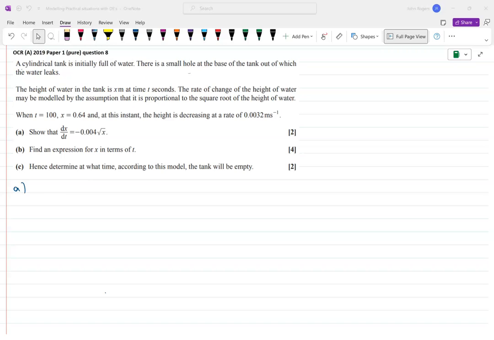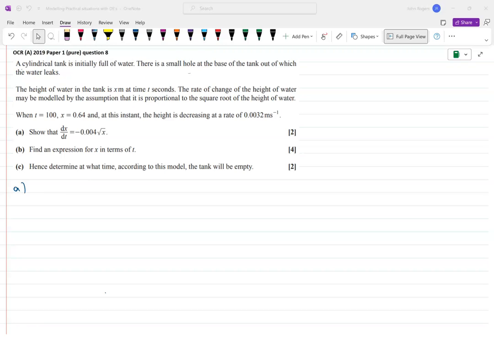Hello, in this video I'm going to be going over a modelling with differential equations problem from OCR A A-level, in our current spec 2019, towards the middle of the paper, so it's not the hardest question of this type we'll see.